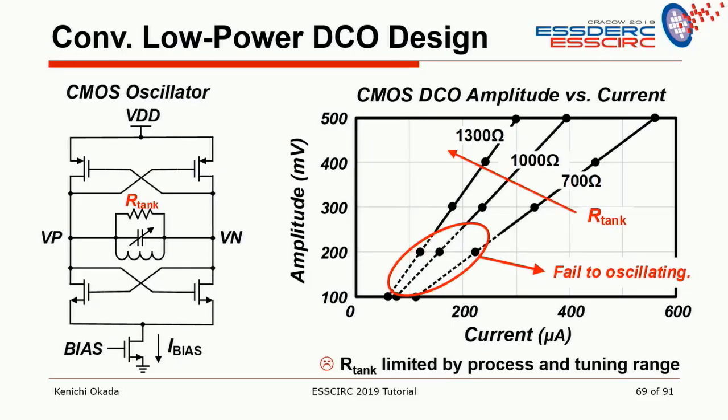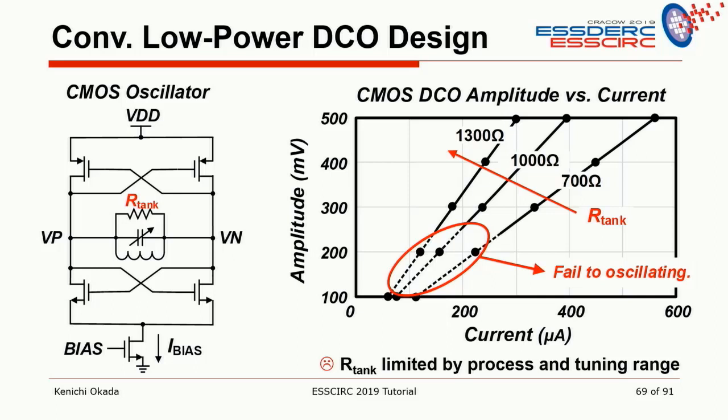Okay, next I'd like to talk about some DCO design. For very low power DCO design, phase noise itself is not very important, but still lowering the power consumption is required. In terms of choice of DCO, we can apply some NMOS type for lowering the phase noise, or CMOS type and a push-pull type, or class C VCO can be applied for lowering the power consumption.